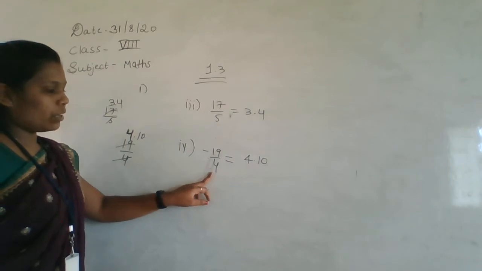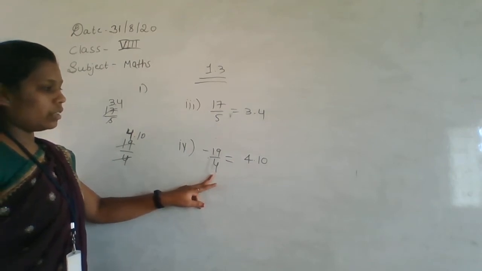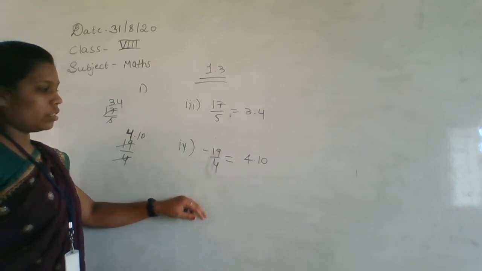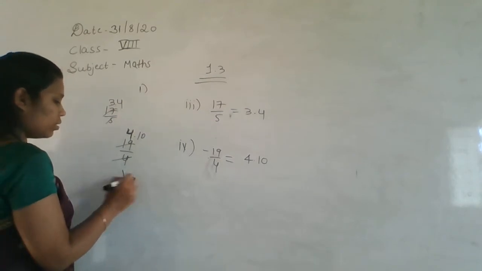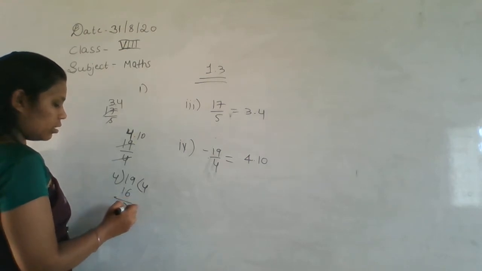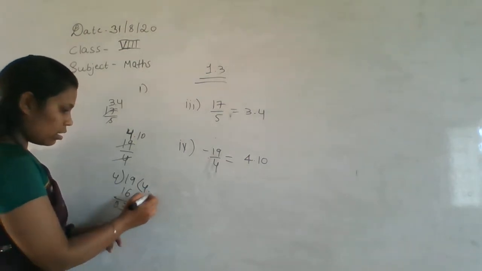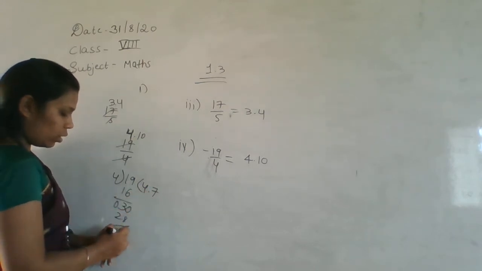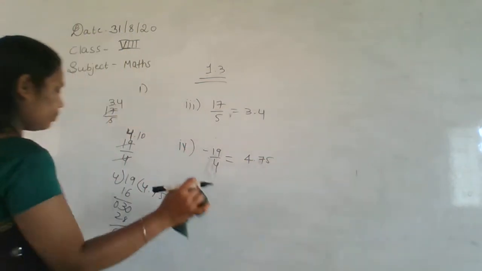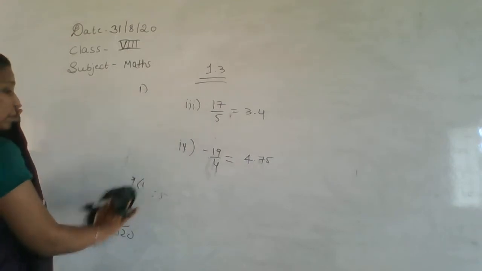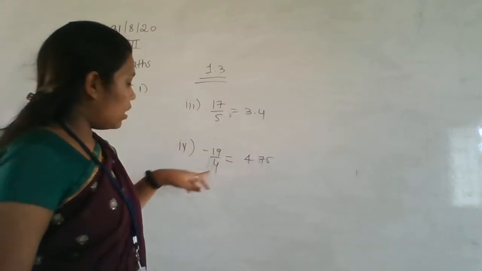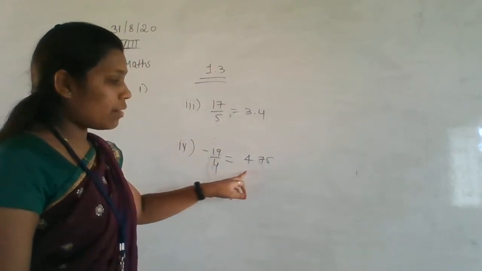So if you multiply 4.10 with 4, that is 4 0s are 0, 4 1s are 4, and so on, we get 16 plus 8, then 3 and point, take a 0 here, 4 7s are 28, 4 5s are 20, so this will be 4.75, okay. In the third problem, we are having 17 by 5, which is 3.4 here, and here minus 19 by 4 is nothing but minus 4.75.